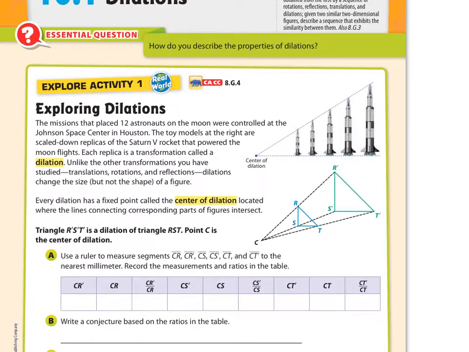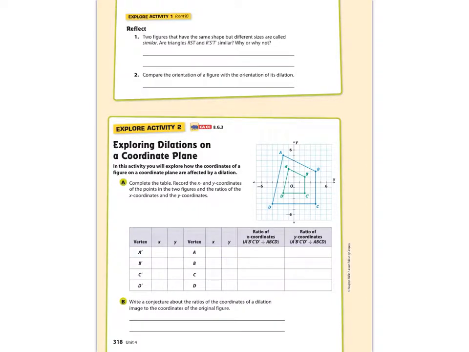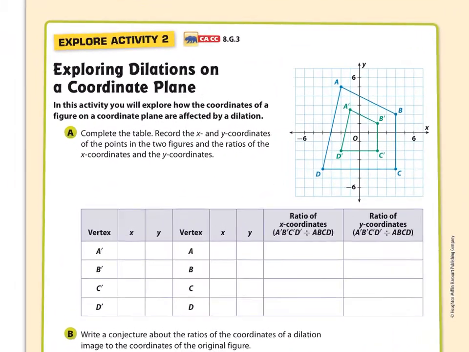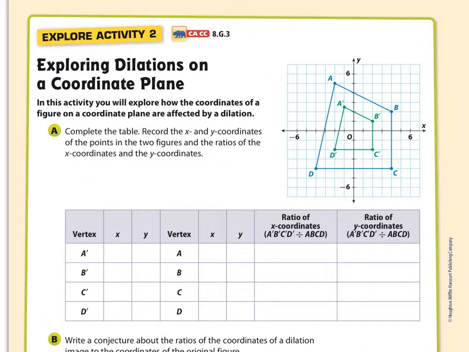Let's take a look at the explore on this side, and let's explore how these dilations work. I'm not going to complete this whole thing because you're going to see similar results as I go through this table. We have a quadrilateral here, a shape with four sides. This blue shape is our pre-image because of the way it's labeled: A, B, C, D. Then we have A prime, B prime, C prime, D prime, which is our image, this green one. So let's fill in this table based on where these points are.